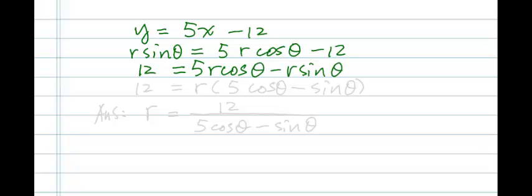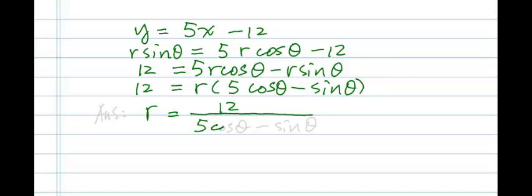We pull out the common factor r on the right side. We have 12 equals r times 5 cosine of theta minus sine of theta. We divide both sides by the parentheses. Our answer is r equals 12 over 5 cosine of theta minus sine of theta.